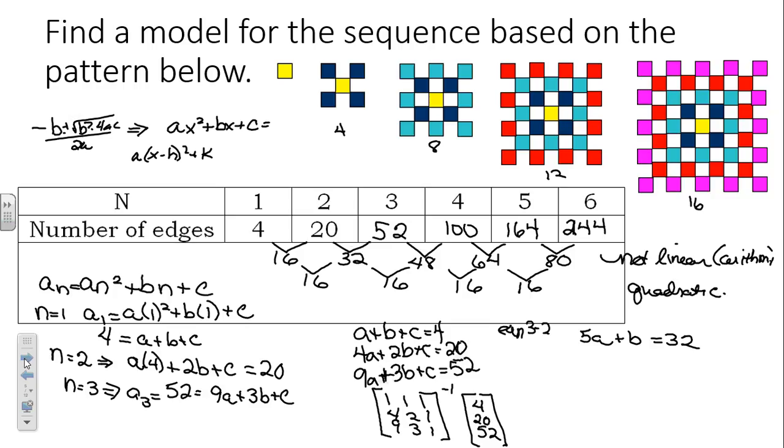Now let's take equation 1 minus equation 2. A minus 4a is negative 3a, b minus 2b is negative b, and 4 minus 20 is negative 16. Does everyone see why I wanted to take equation 1 minus equation 2? The b's go away. So 5a minus 3a is 2a, and 2a is 16. That means a has to be 8.